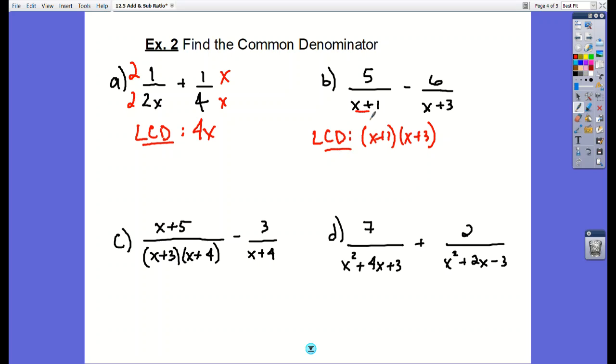These two have nothing in common, so all we do is multiply them together. So if we were adding these, we're not right now, but if we were, we'd multiply the right side by x plus 1 over x plus 1, and on the left we do x plus 3.